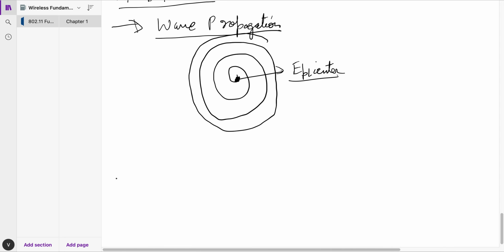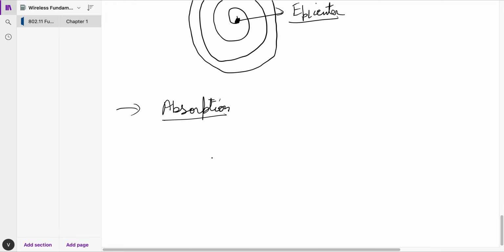The second is, of course, absorption. Okay. For you to understand what absorption is, I want you to imagine that you're in a room, and let's say we have an access point deployed into a room, which is, let's say, this room, and the access point is here.